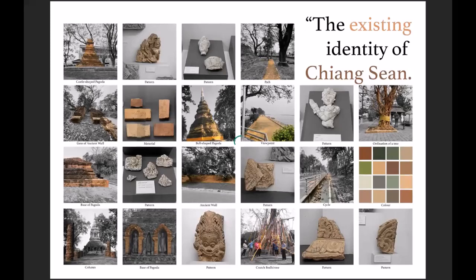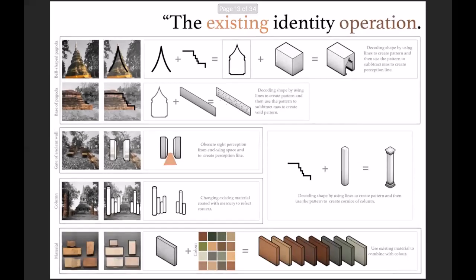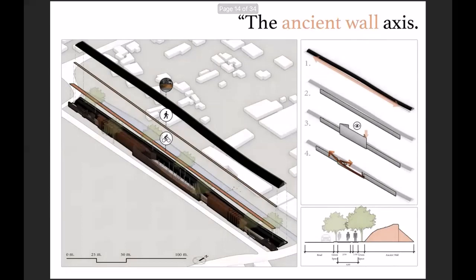So in this study, they use the potential of the location and do element design to show the existing identity, and this is the result.